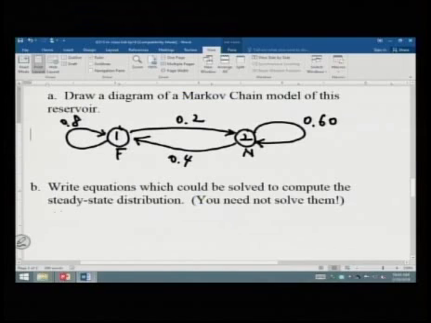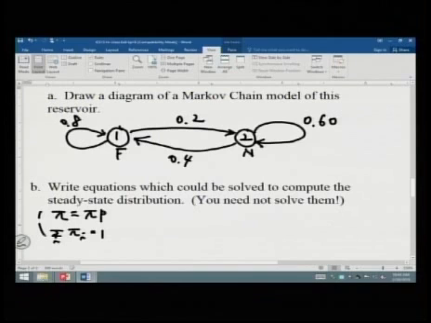Now, let's work on part B. We need to write down the equations that could be used to compute the steady state distribution. So basically we are going to use pi equals pi P in matrix form, and the sum over the pi's equal to 1. That's what you are going to do.